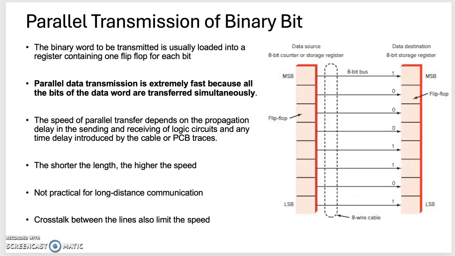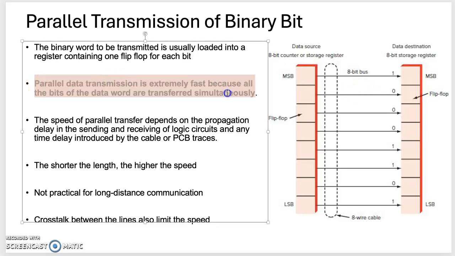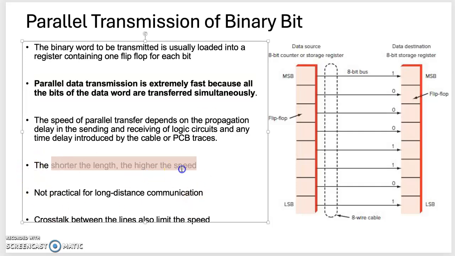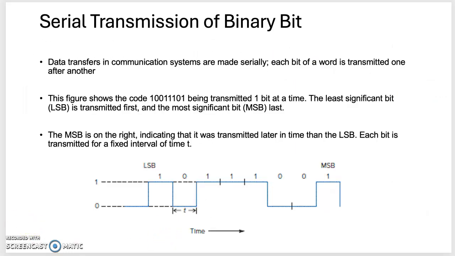And then we briefly touched on parallel transmission of binary bits. When we transmit in parallel, we can have a really fast transmission. Parallel data transmission is extremely fast because all of the bits of the data are transferred simultaneously. Now this is common sense, but what limits this transfer? The shorter the length, the higher the speed. But if we want to do long distance, this is not going to be our best technique to use, because over longer distances there will be crosstalk, and this will also limit the speed.